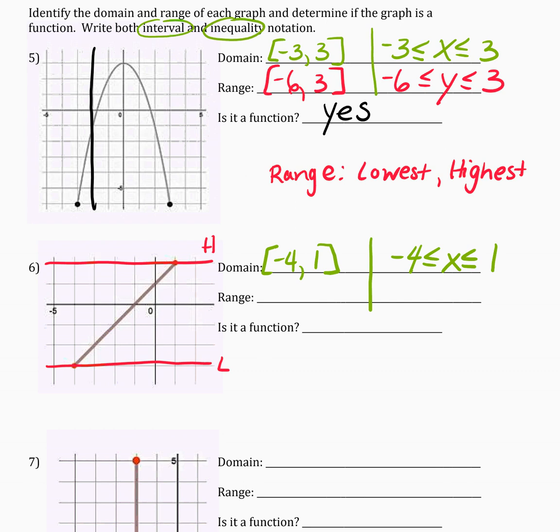Be careful when the diagonal line goes the opposite direction. Sometimes people flip-flop the lowest and highest. You always want to make sure you have it in the correct order. So the lowest is -3 and the highest is 2. In inequality notation, both less than or equal to signs again, just make sure you put y for range. And then is this a function? It is. It passes the vertical line test.